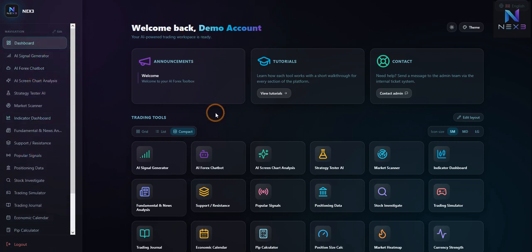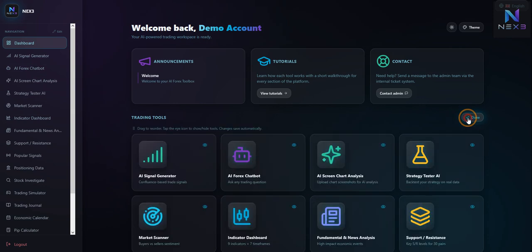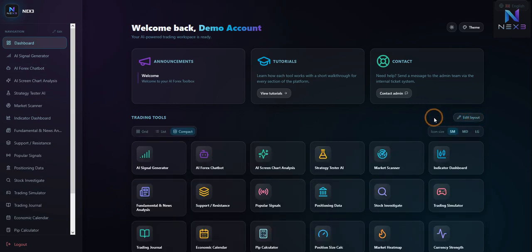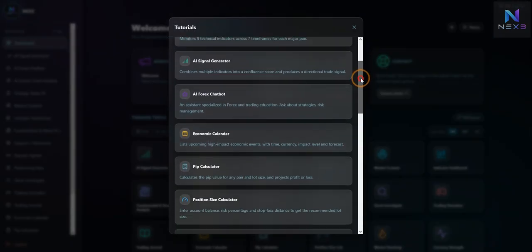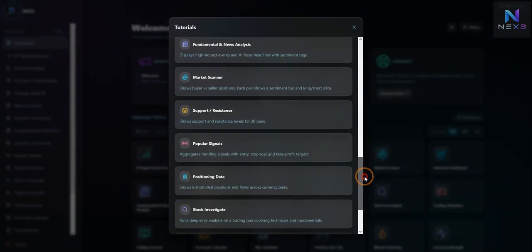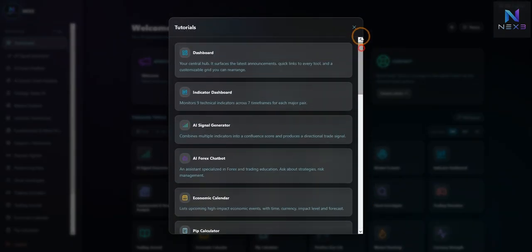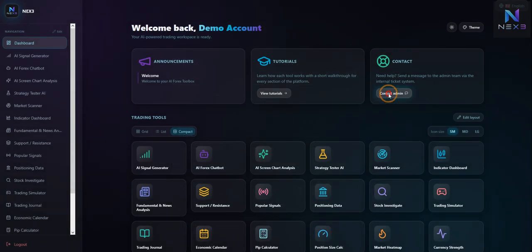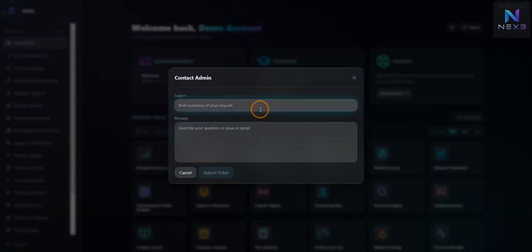Directly below the header, we have three crucial quick action cards. Announcements, where we push platform updates and urgent market alerts. Tutorials, this button opens the comprehensive modal we are exploring today, giving you a text-based walkthrough for every single feature, perfect for onboarding. Contact, a direct line to our admin support team for any technical troubleshooting via a built-in ticket system.